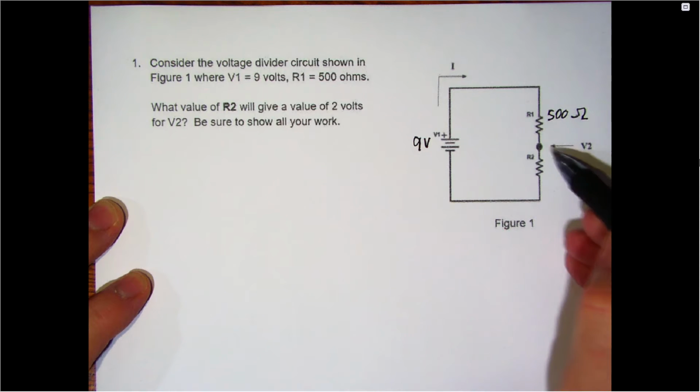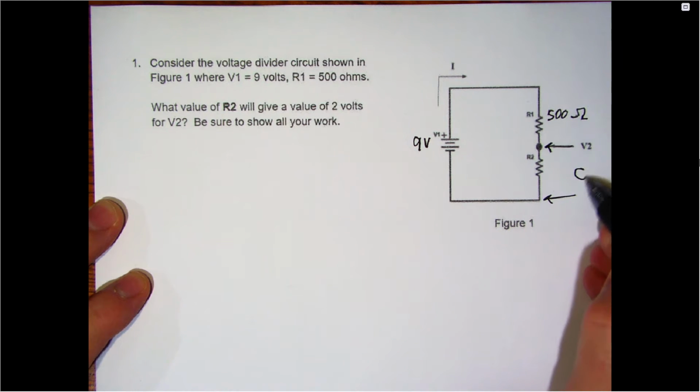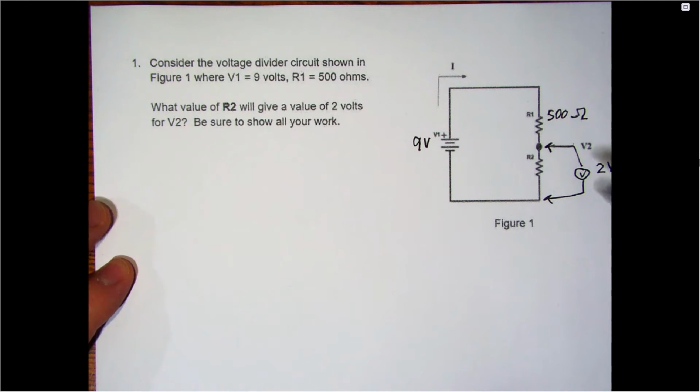So if we tap into this point with a voltmeter, say like this, we want that to read 2 volts. So how big should we make R2? Okay, well, this is just a standard Ohm's law, simple Kirchhoff's voltage law problem.